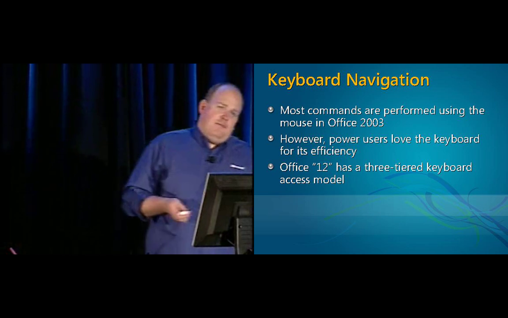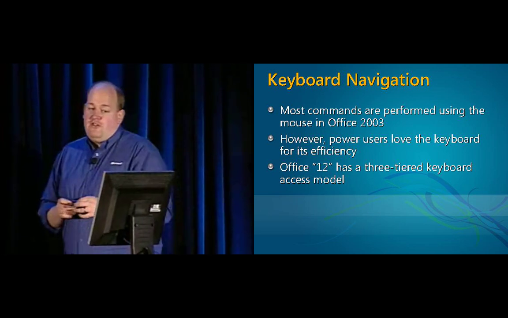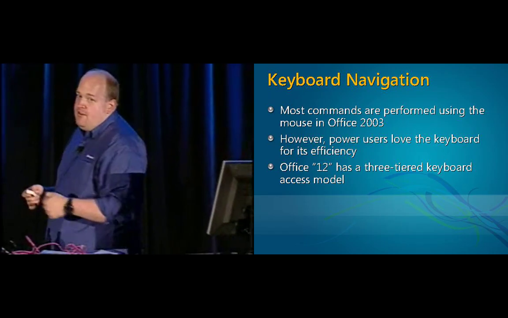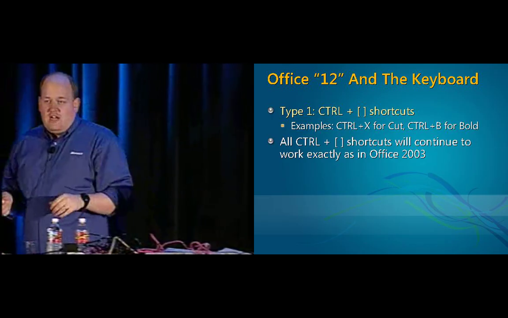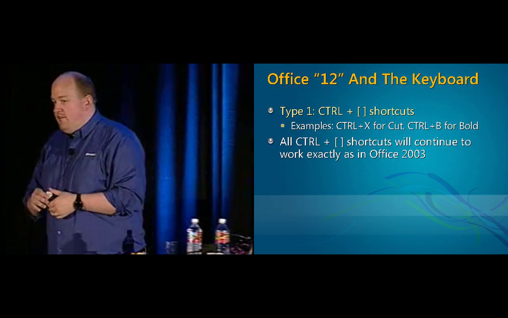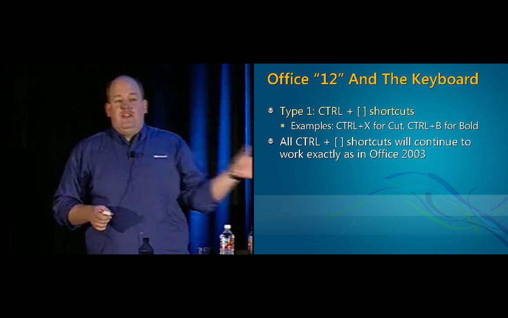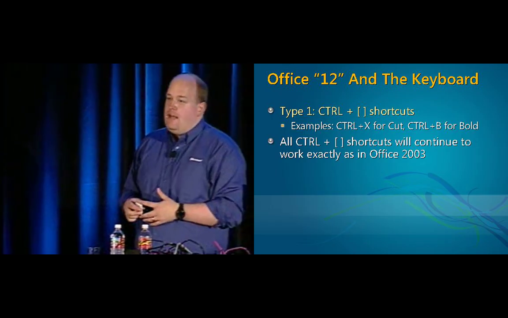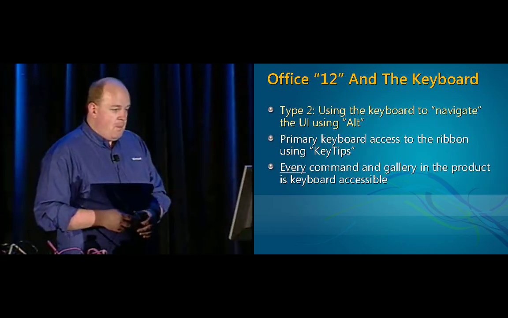So, as I said, most people use the mouse a lot in Office 2003. We know power users love the keyboard. And so we have a 3-tiered keyboard access model. The first tier, or kind of keyboard access, is the control keys. Control plus S, Control O, Control P. None of these have changed. You can use every one of them exactly as you could in the past. There's no reason for them to change. So those stay the same.